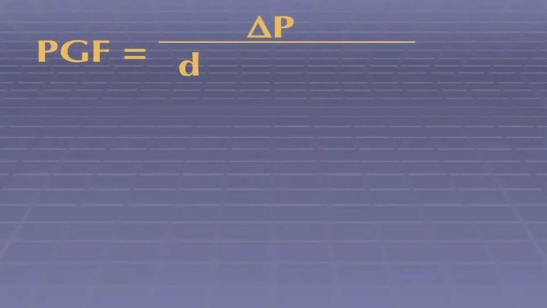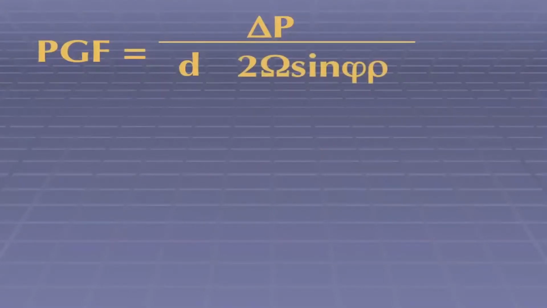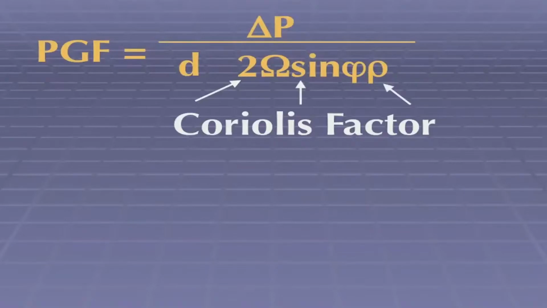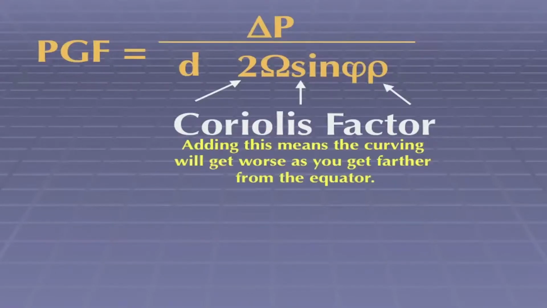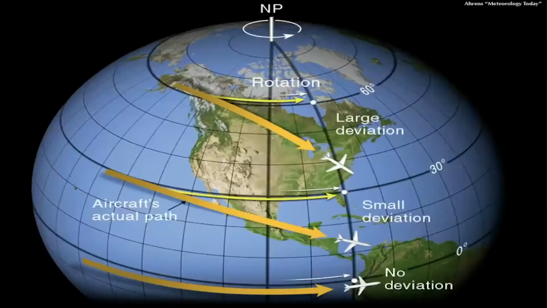Now there's more to it than just PGF being a change in pressure over a distance. You also have to include a factor to account for that Coriolis force. And that's a little bit of trigonometry, and we're not really going to deal with trigonometry in this class. That's called the Coriolis factor. Adding this means that the curving is going to get worse as you get farther from the equator.